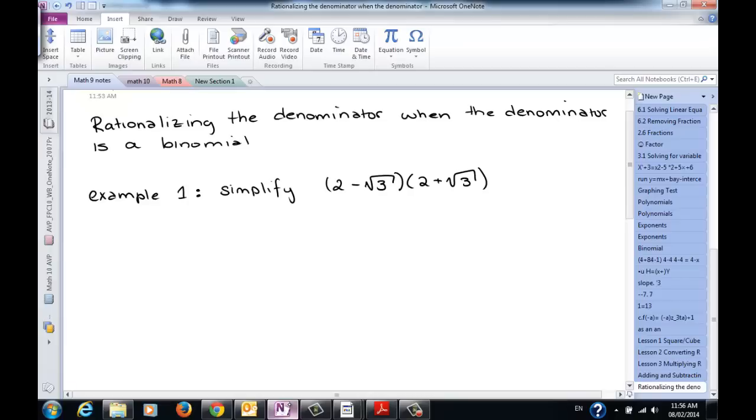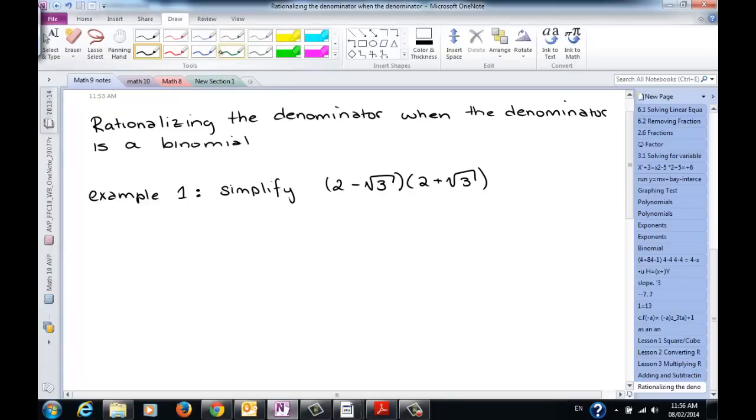Okay, so I want to go over rationalizing the denominator when the denominator is a binomial. So remember, a binomial means that there's two terms in the expression. We're going to simplify 2 minus root 3 multiplied by 2 plus root 3. Okay, so we have to use FOIL because we have a binomial multiplied by a binomial.